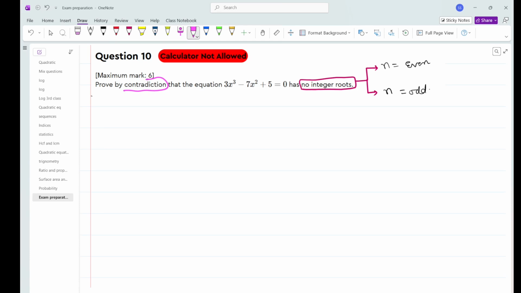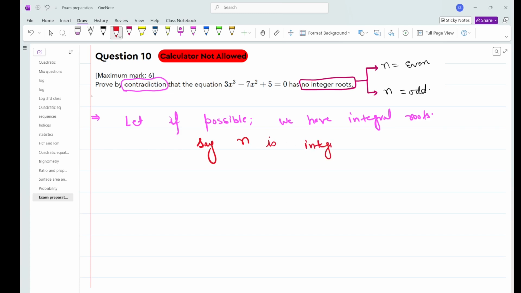So, we have to prove it by contradiction. What will we write? Let, if possible, we have integral roots. We have assumed that if it is possible, then we have some integral root, say n. Say n is an integral root. Okay. So since this is a root, it must satisfy this equation.